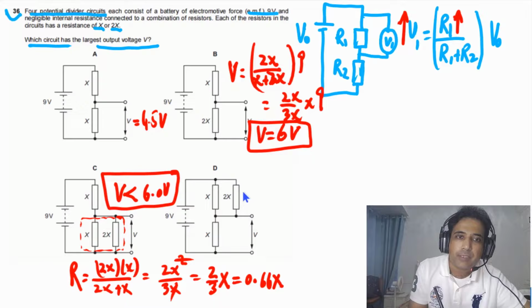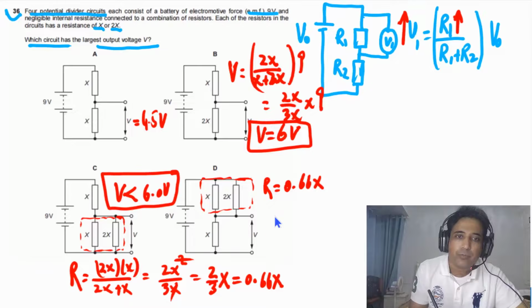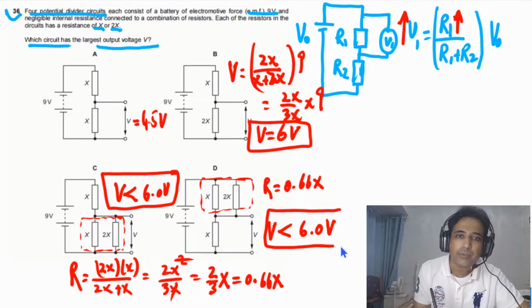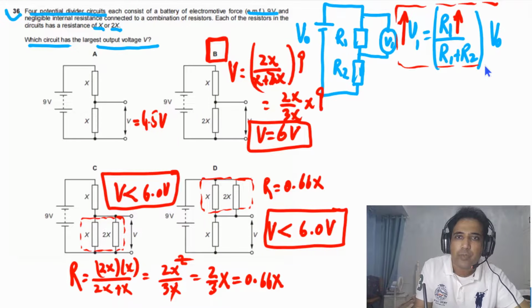And for this one, the resistance of this combination also will be equal to 0.66X. And in this case, the value of V, if we calculate, because this is 1X and this is 0.66X, this also will be less than 6.0 volts. So it simply means that we need to find out the largest. So the largest is across B. You can calculate the exact values simply using this formula.